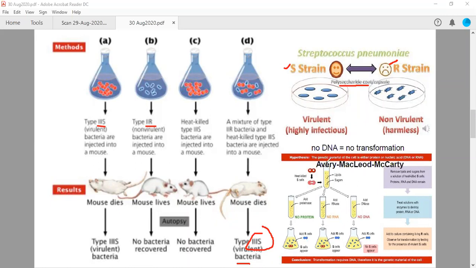Later, after many experiments treating the sample with RNase, protease, or DNase, it was shown that when you treat the sample with DNase, the transformation will not take place.